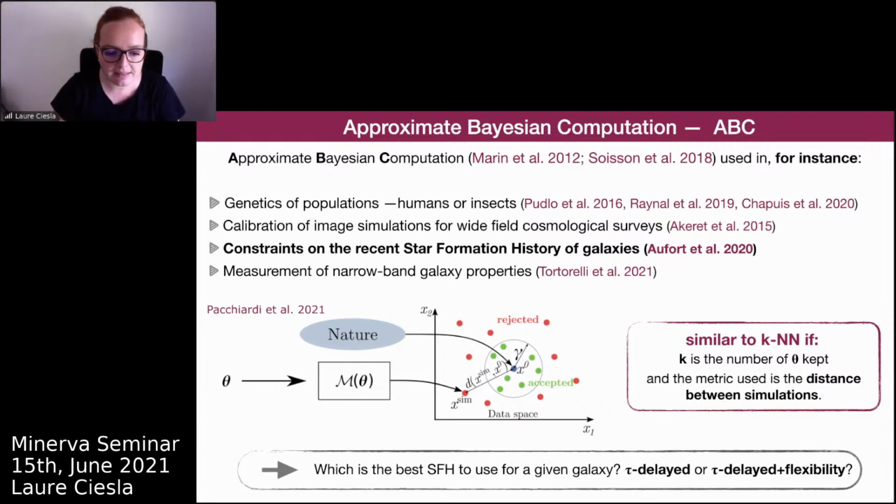For the ABC, I will ask the question, which is the best SFH to use for a given galaxy? Should I use the tau delayed, very simple, or should I add this additional degree of freedom to model the SED of my galaxy? It is a complicated question, because the more degrees of freedom you add, the more you have to ask whether it is necessary to add this degree of freedom to have the best result possible. So it's not completely easy to answer.